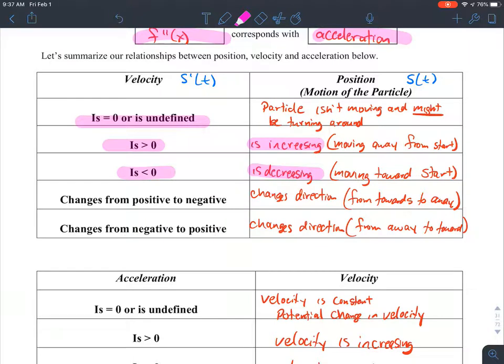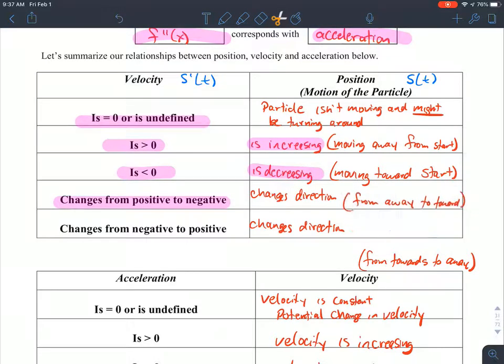Say that again. If velocity is positive, it's moving away from its beginning. If velocity is negative, it's moving back towards the beginning. If the velocity changes from positive to negative, that means your particle is changing direction. Uh-oh, I wrote that down wrong. If it's going from positive to negative, it's moving from going away to going towards its target. Target, let me rephrase that.